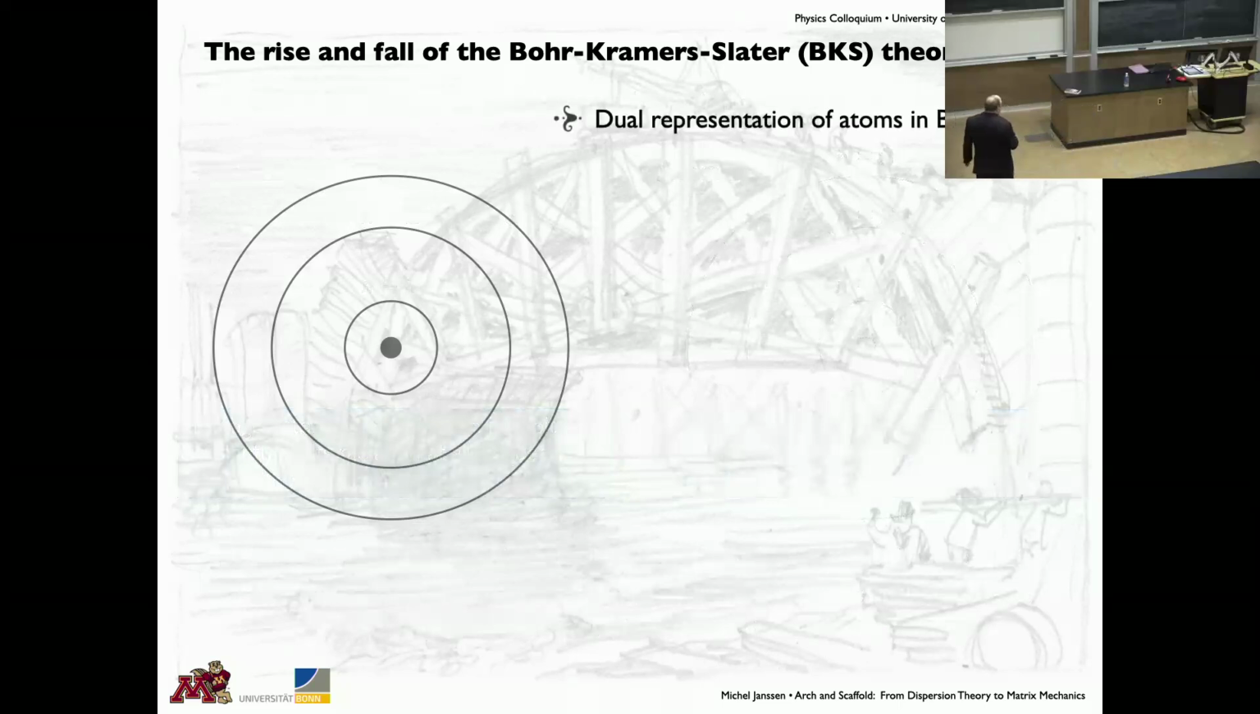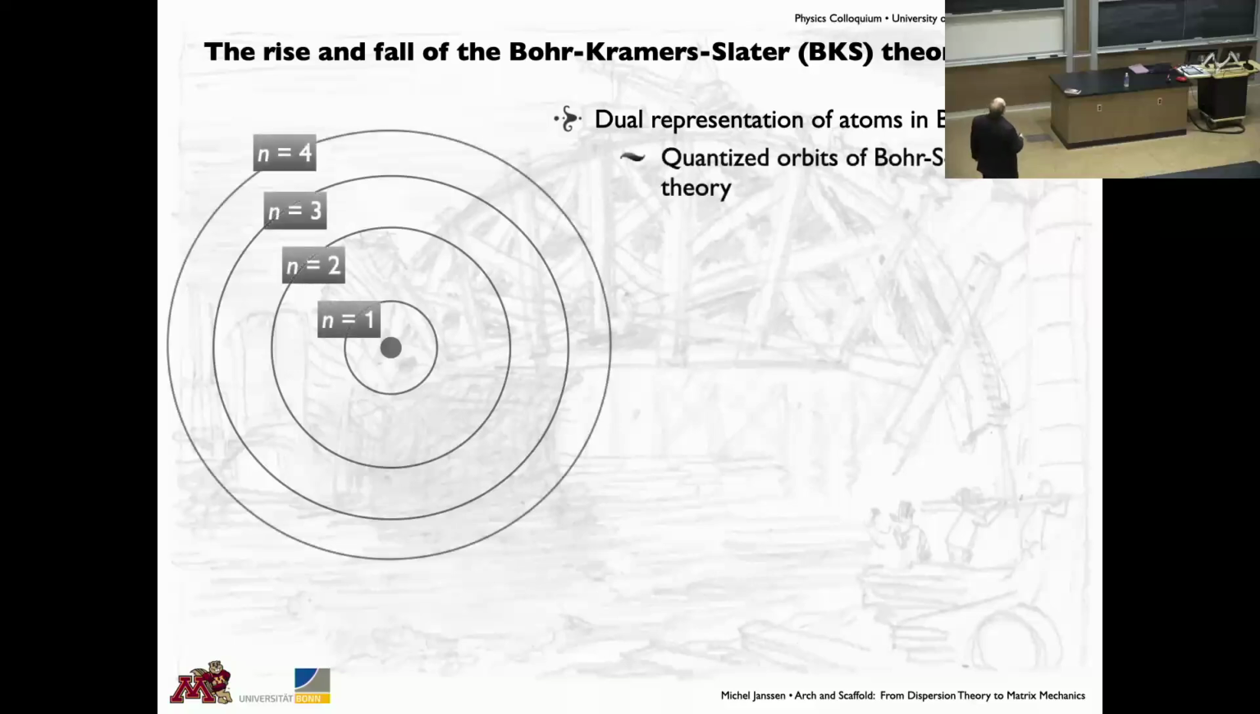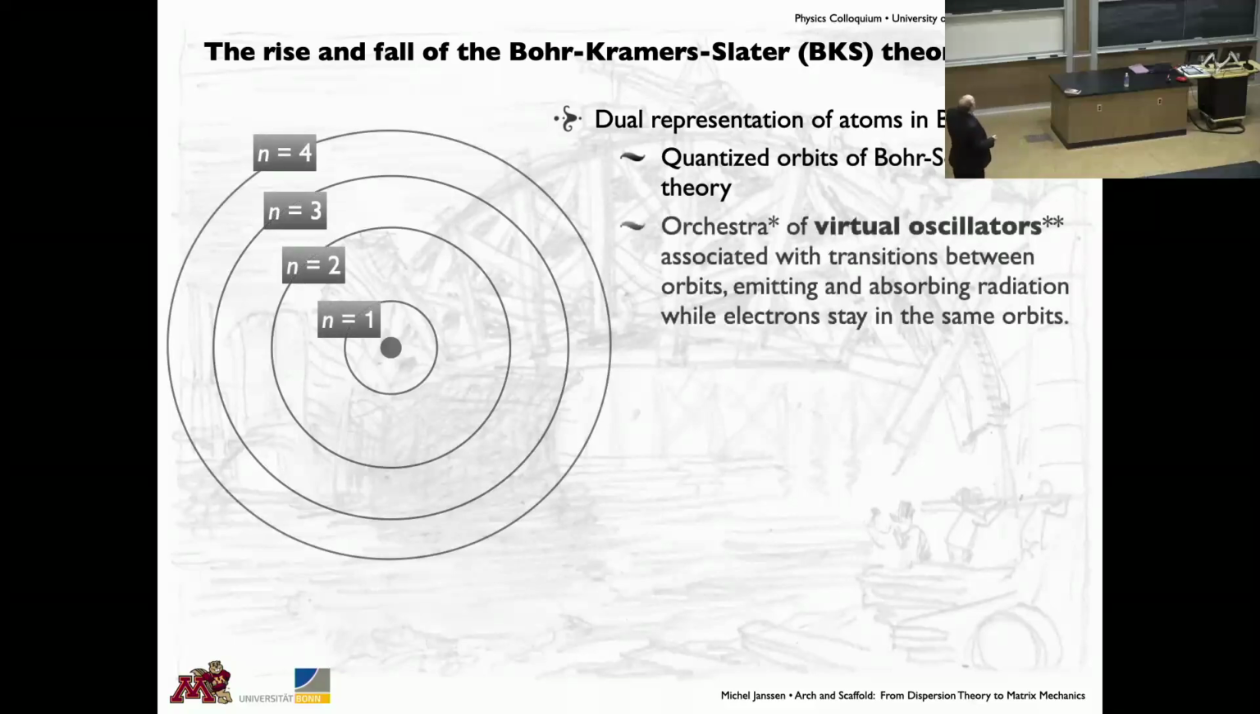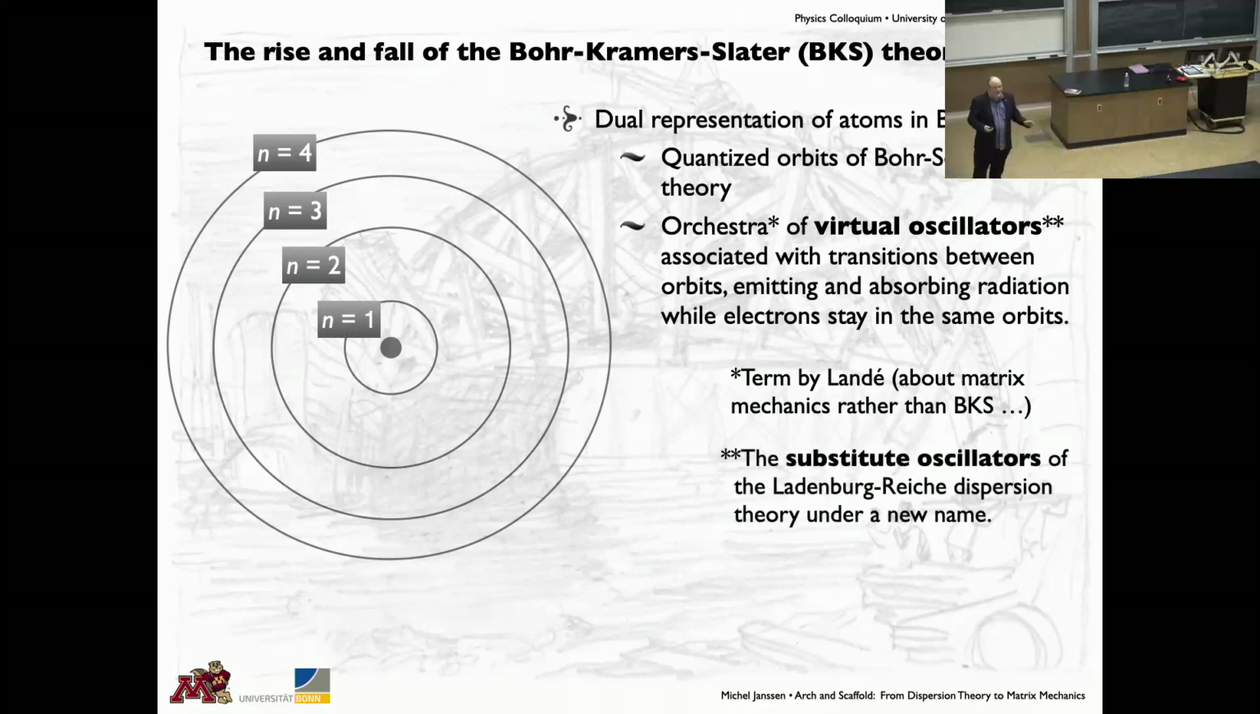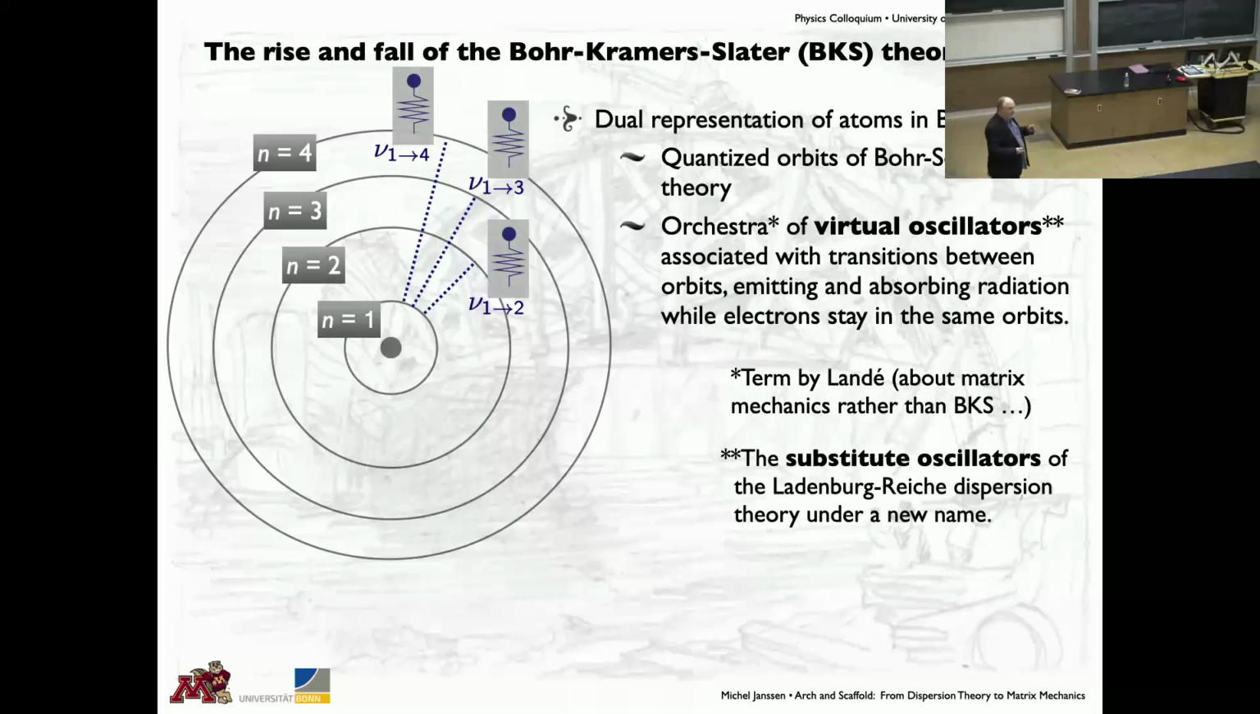Now, the other thing that's interesting about this is that you get a dual representation of the system. As before, you have these orbits, but now you have what Landé called an orchestra of virtual oscillators. And these virtual oscillators, as BKS makes very clear, are just the substitute oscillators of Ladenburg and Reiche that I was talking about in dispersion theory, under a new name. In addition to these orbits, you now need to look at where the electron can jump. And for every jump, there's going to be an oscillator. Again, this is my picture, but this was the way they were thinking about this at the time.